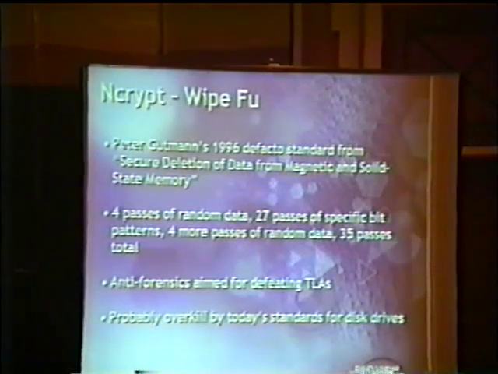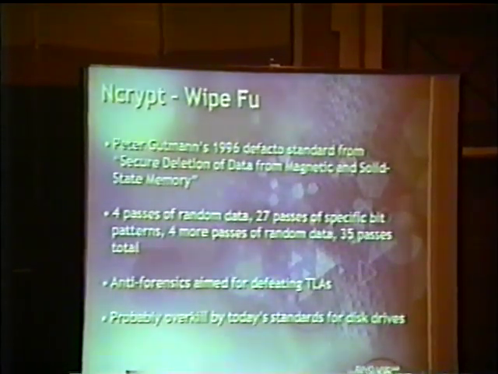Gutman's technique for wiping was specifically designed to thwart TLAs, such as any large governmental type organization, our government or whoever's, from recovering it. That was his original intention. He said four passes of random data, then 27 passes of specific bit patterns written onto the drive, layered on top of each other, then four more passes with random data. You end up with 35 passes total, okay? That is probably overkill. In fact, Gutman himself says it is overkill because this was mainly intended for 1996 drives, older technology. With newer technology, the drives are a lot more reliable, and therefore you can probably get away with just two or three passes of data. That was his recommendation.